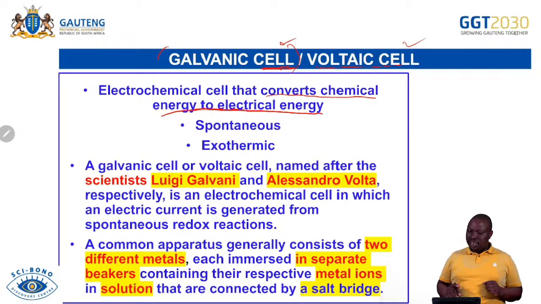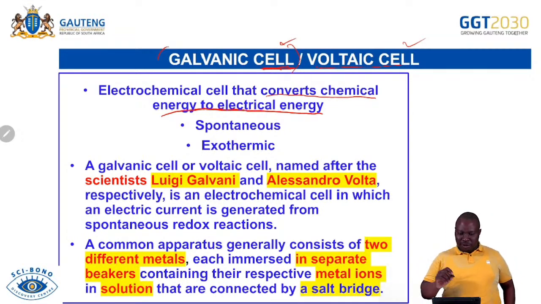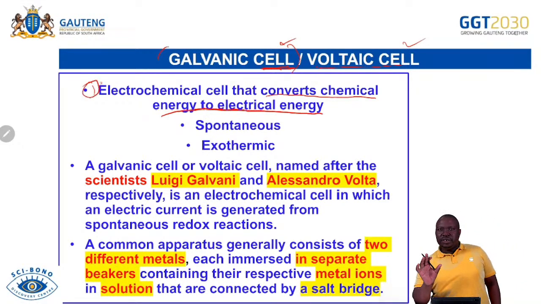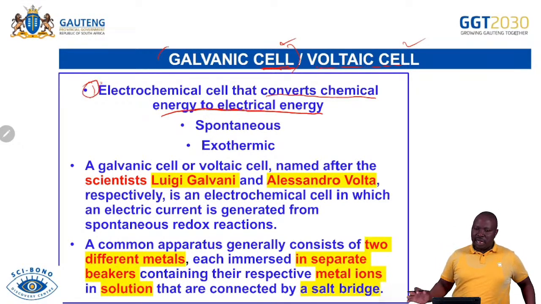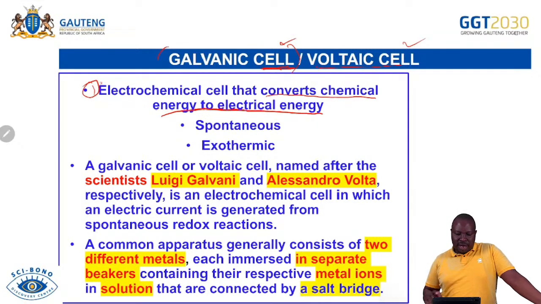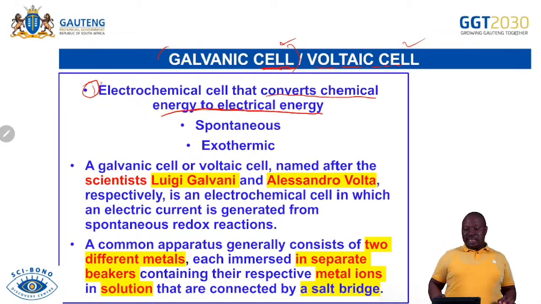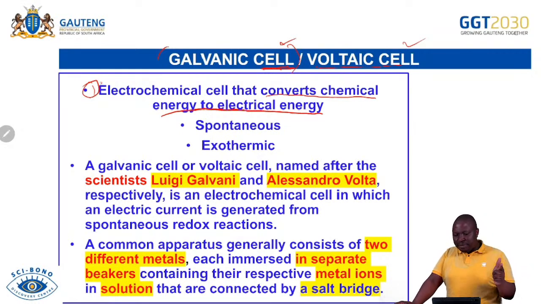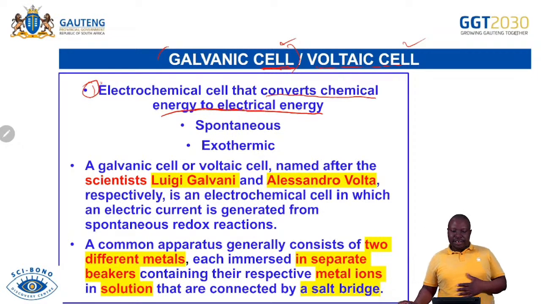So that is the first thing that you must know now in terms of your grade 12. I have to know that all those definitions we're doing, you have to know all of them as they will be assessed in grade 12. And the first thing you must know is what a galvanic cell is. So we're saying a galvanic cell is an electrochemical cell that converts chemical energy to electrical energy. The keywords are the ones that I have underlined. So they must be there in your definition. You must have: converts chemical energy to electrical energy.